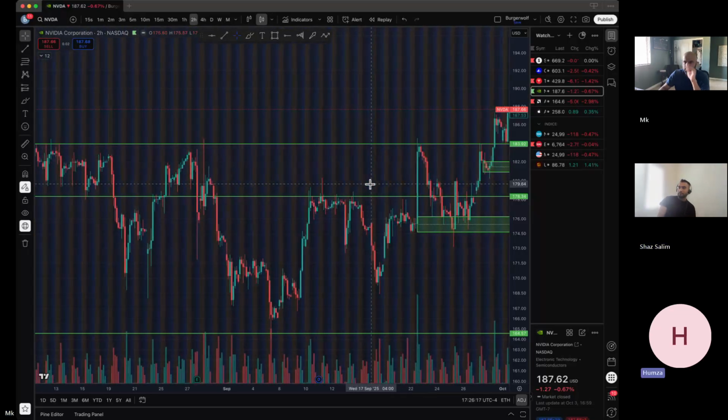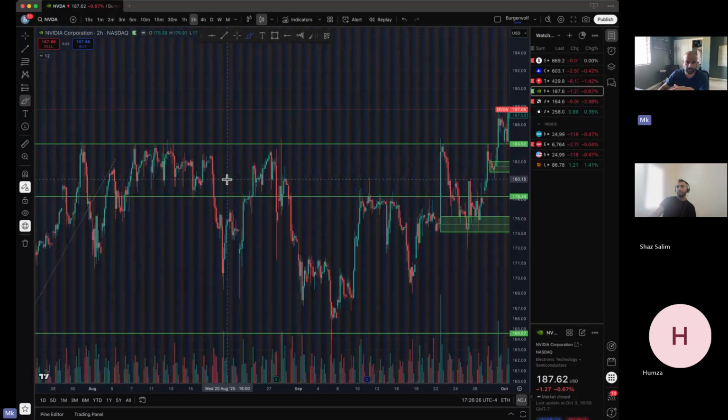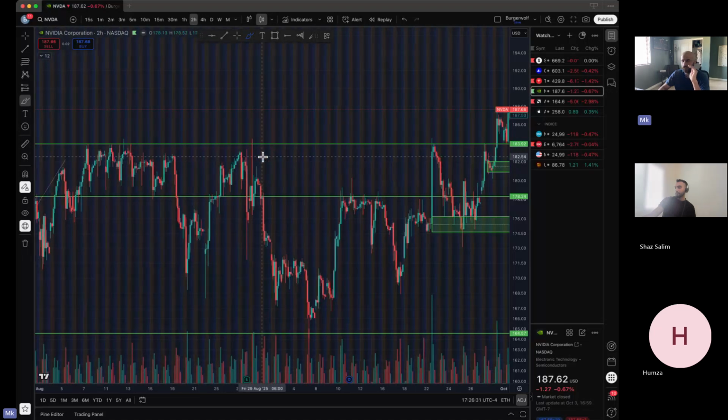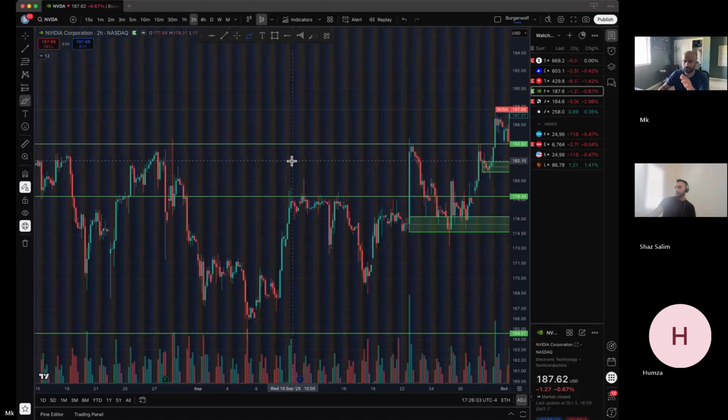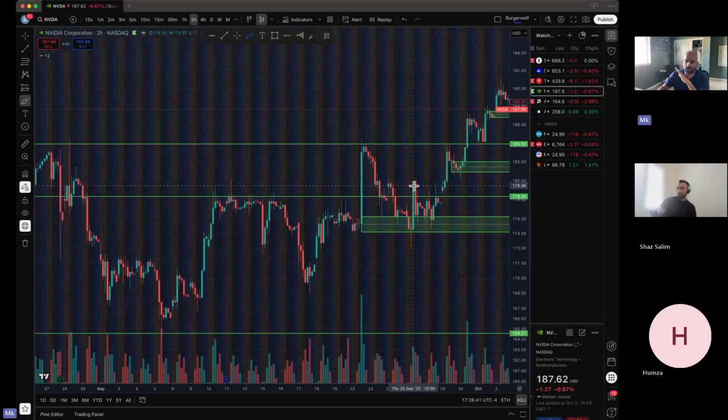Look, this is what we want Apple to do, and Nvidia did this. So it kept touching resistance. This is a huge supply, a massive supply from July. This is like steel. So to short from this level is probably the better move until you get a close above. Until then, longs are off the table.